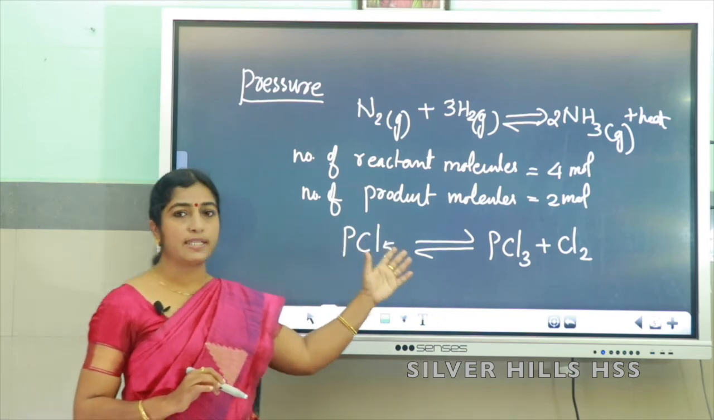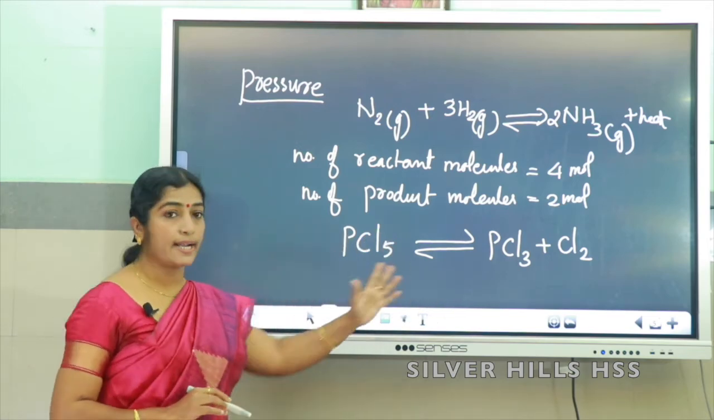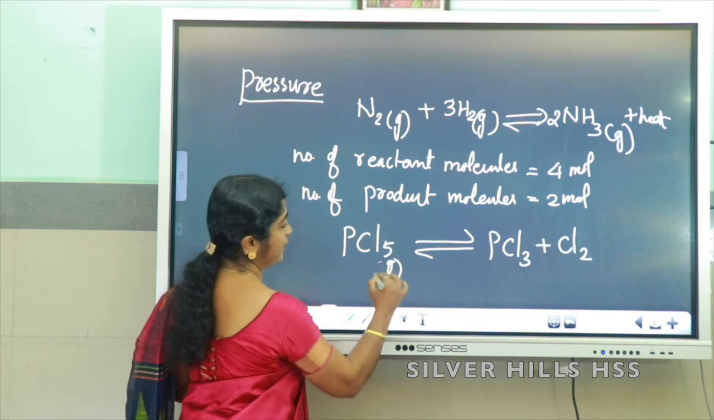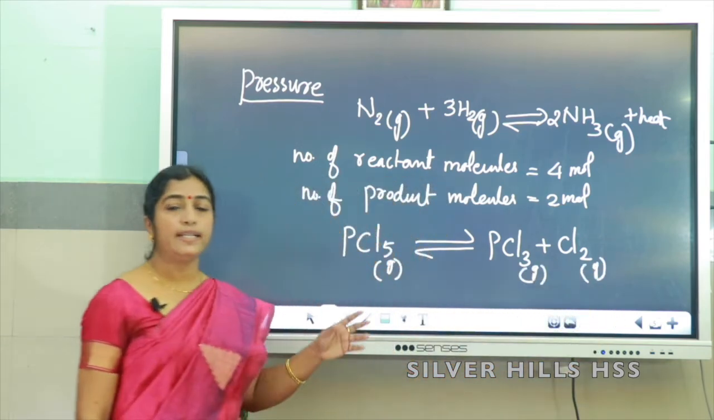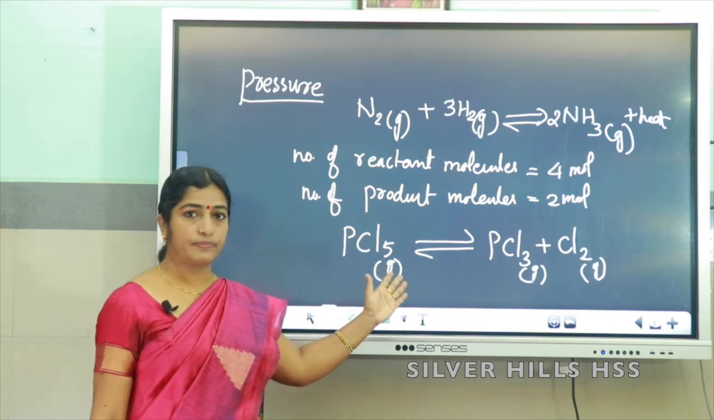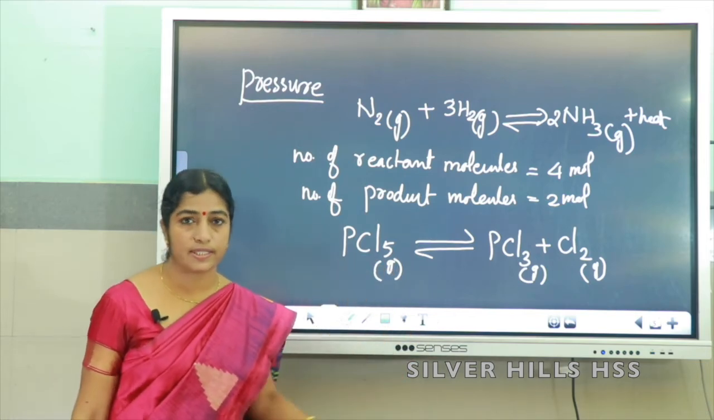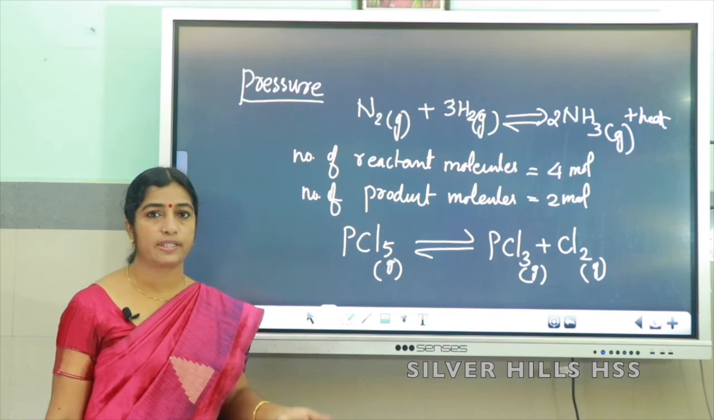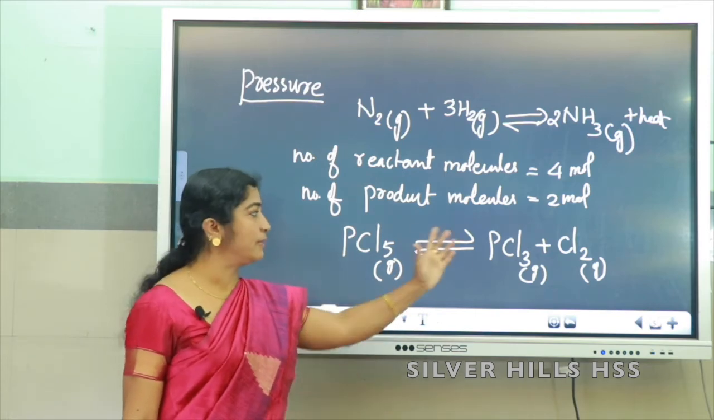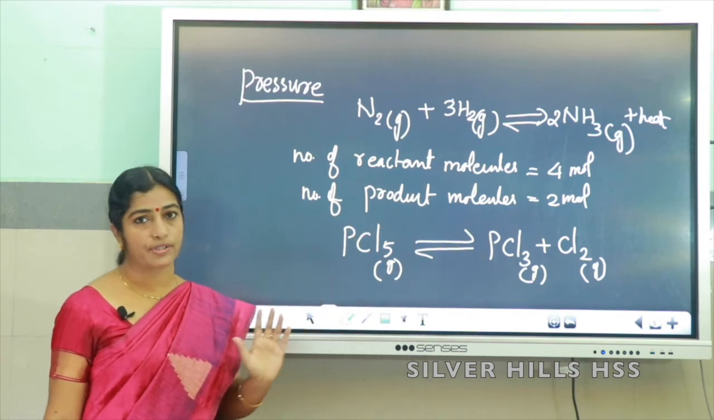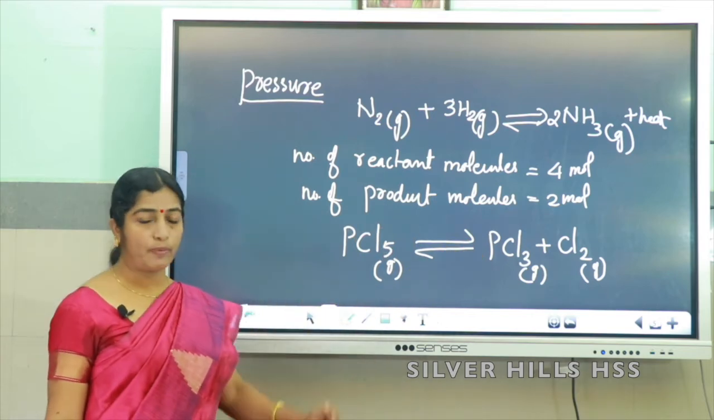Suppose the system is at equilibrium and all are in gaseous state; only then does pressure have an effect. While increasing the pressure of the system, what happens? The equilibrium changes, but the system tries to reduce that pressure by favoring which side? By favoring the backward reaction. Let us take the number of molecules.